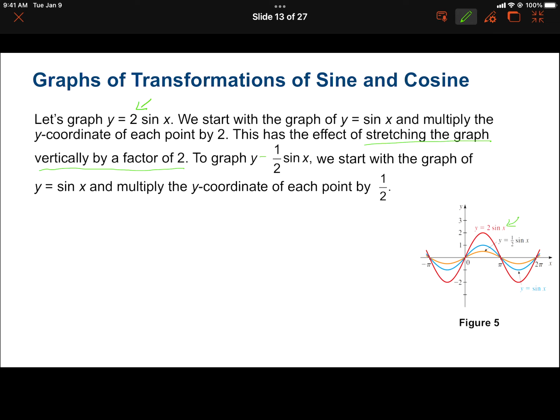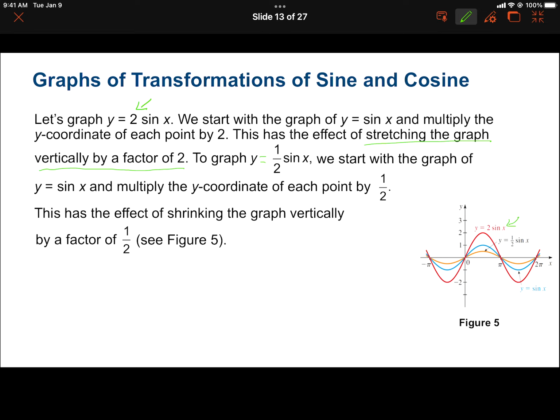If I'm graphing y equals 1/2 sine x, we start with the graph of y equals sine x, and we're multiplying this time by 1/2. So then you can see on here that it is shrinking the graph vertically if I'm multiplying by a number less than 1. So you can see the orange curve in here will represent what that would look like. Nothing you have to graph on those.